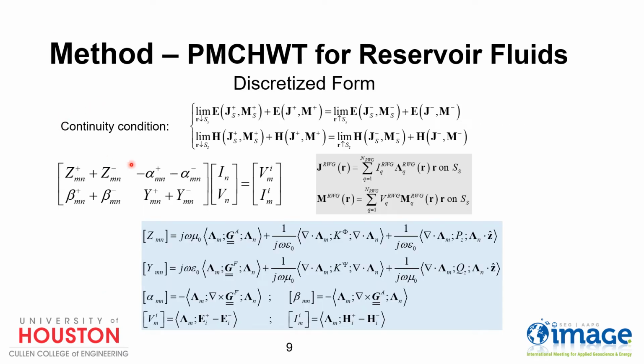This continuity equation is the continuous form. So this J and M are the continuous current densities. So here we need to discretize the J and M using the basis function. So we have this discretized form of the system matrix. Each entry has the form of an integral equation.